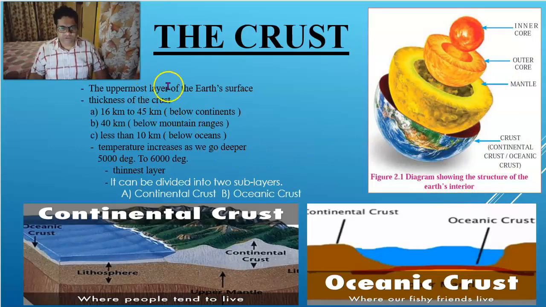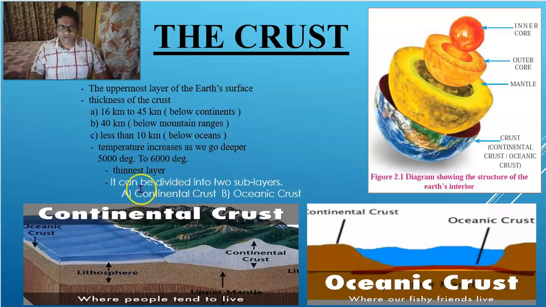Now the uppermost layer of the Earth's surface is the crust. The thickness of the crust is 16 kilometers to 45 kilometers below the continents, 40 kilometers below the mountain ranges over here, and less than 10 kilometers below the oceans over here. The temperature increases as we go deeper and deeper, 5000 degrees to 6000 degrees. It is the thinnest layer, as you have seen in the first video.